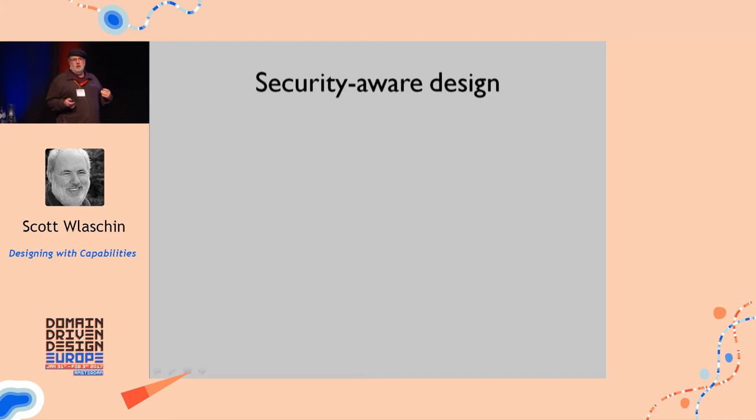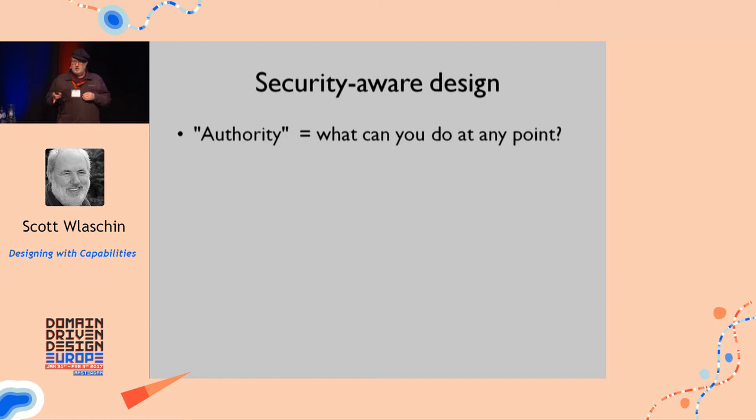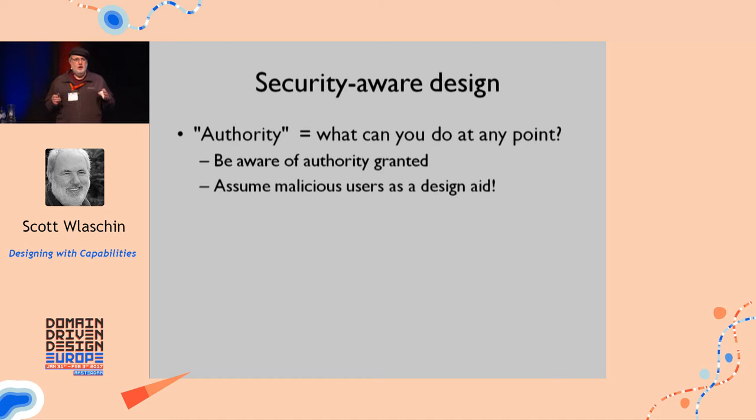So the security people talk about something called authority, and that is, what can you do at this point in the program? Can you access the database? Can you read the file system? And authority is very dangerous, because if I can accidentally delete the entire file system, that's not good. So you always should be aware of what the authority is at any given point in the program. And so you can assume your users are malicious and use that as a design aid. So you say, if I had a really untrustworthy user, what was the worst possible thing they could do? And then you say, okay, don't let them do that.